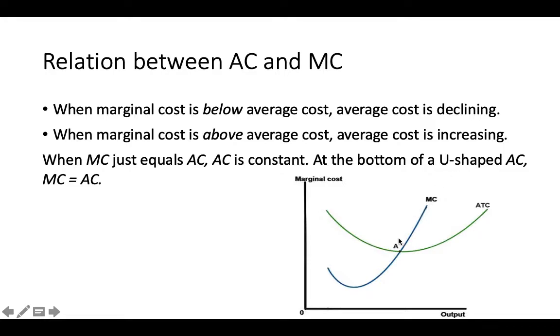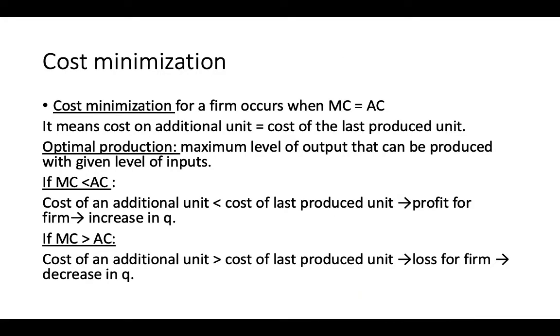When marginal cost just equals the average cost, over here, average cost is constant at the bottom of a U-shaped average cost, and marginal cost becomes equals to average cost. Now, this is the most desirable point for the producer because it indicates the cost minimization for a firm. And it occurs when the marginal cost is equals to average cost. It means that cost of additional unit is equals to cost of the last produced unit.